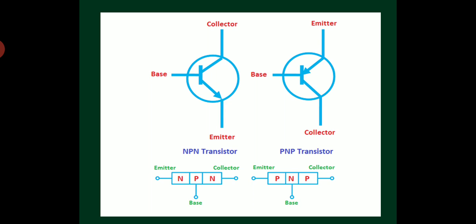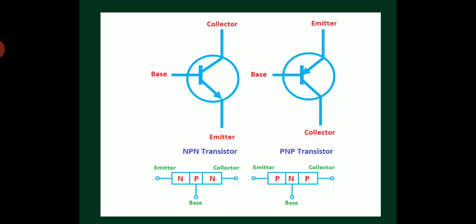Just as I said here, NPN and PNP are the two types of transistors we have in BJT, bipolar junction transistors. Here the p-type semiconductor is sandwiched between two n-type semiconductors to become NPN, and if an n-type semiconductor substrate is sandwiched between two p-type semiconductors, it becomes a PNP transistor, and it forms the terminals emitter, base, collector.